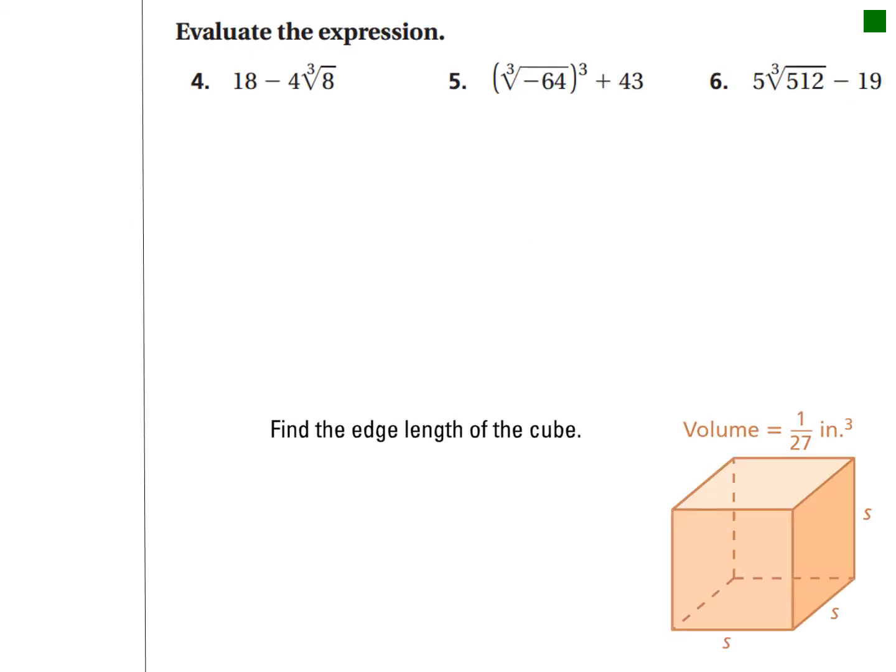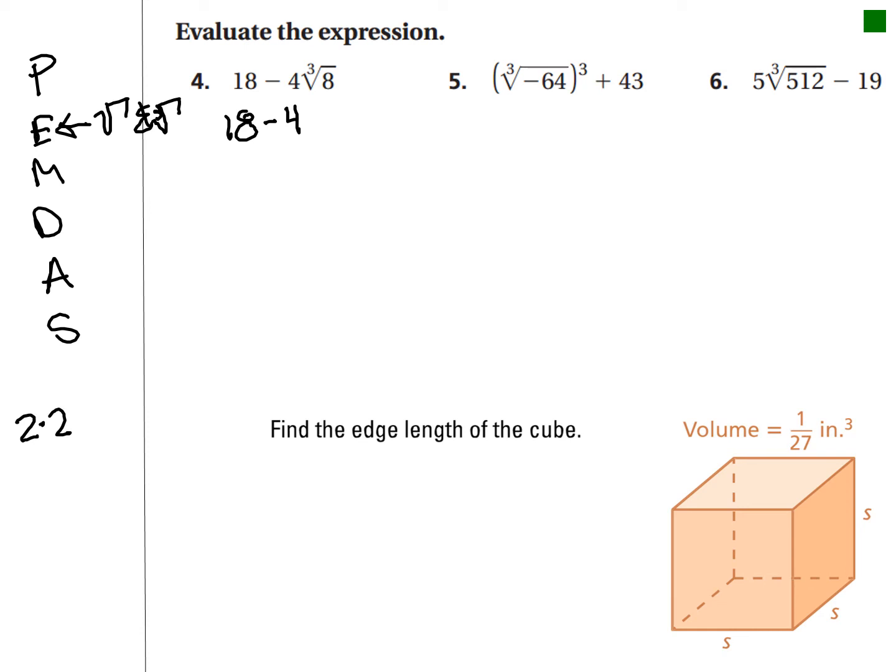Alright, evaluate the expression. We're going to go through Please Excuse My Dear Aunt Sally, and these cube roots are going under exponents. So square roots and cube roots go under exponents, and you'll learn more about why next year. Alright, so we'll do 18 minus 4 times the cube root of 8. My cheat from last slide: 2 times 2 is 4, 4 times 2 is 8. So this is going to say 4 times 2. 4 times 2 is 8. 18 minus 8 is 10.